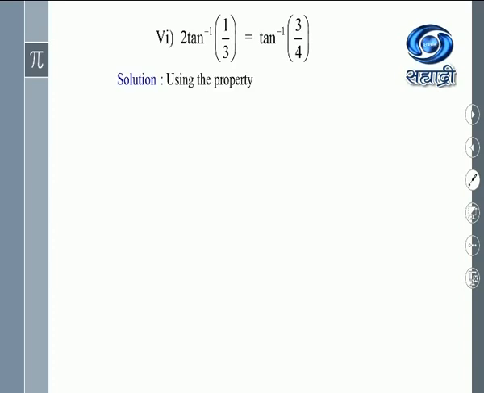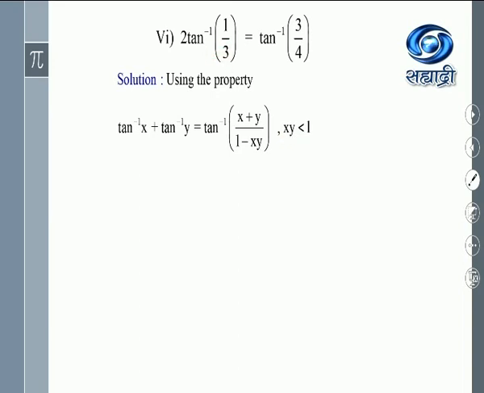This is a prove-that type, using the property tan inverse x plus tan inverse y is equal to tan inverse of x plus y upon 1 minus xy, where xy is less than 1. This is a very important condition. xy is less than 1.